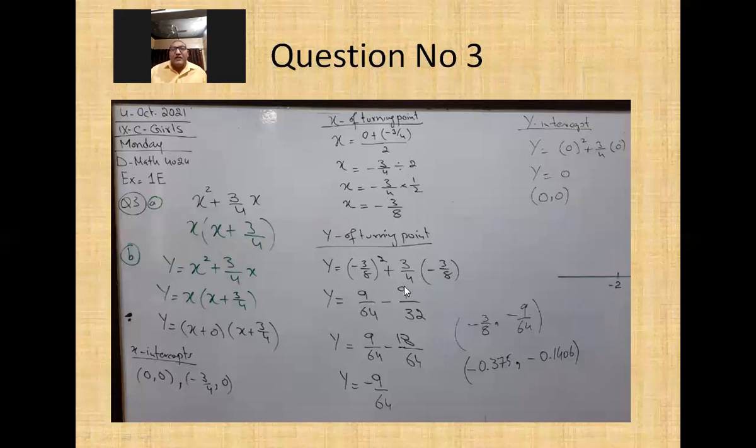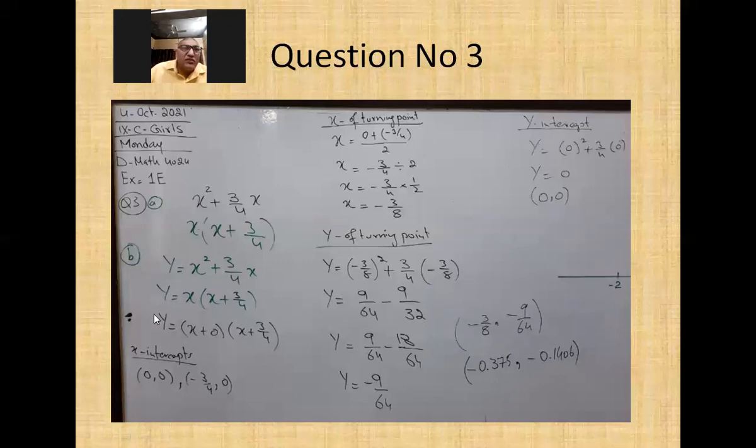Here you multiply, because these are two terms and they have denominators and they are subtracting. So what I will do, I will make the denominator same. So in this fraction, you multiply with the 2, so you have 18 by 64. So 9 minus 18, that's minus 9 by 64. So you see the turning point's coordinates are minus 3 by 8 comma minus 9 by 64. And if you convert this into the decimal fraction, that will be minus 0.375, and this will be minus 0.1406.